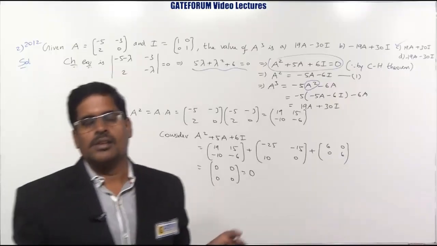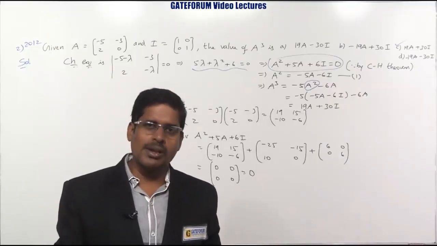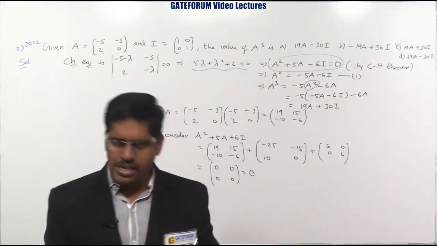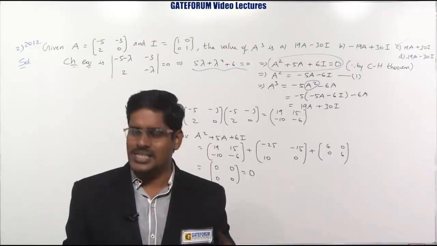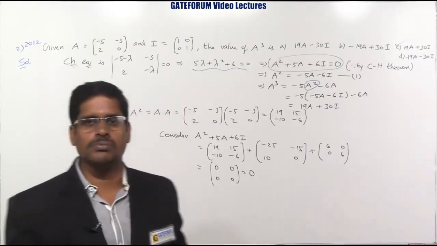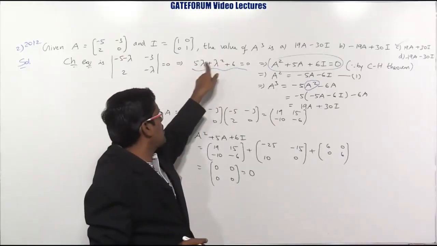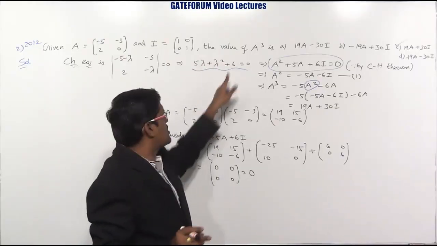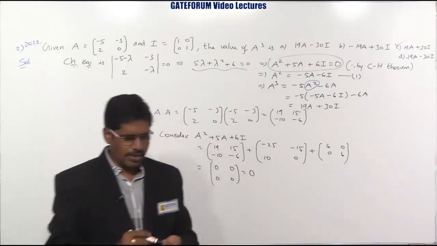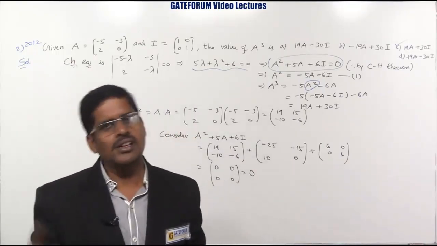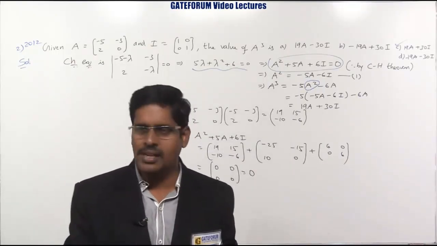That means, in the characteristic equation, if you put lambda equal to the given matrix A, definitely the left hand side value, A square plus 3A, whatever it may be, becomes 0. Okay, this is your characteristic equation. Substitute lambda: that is A square plus 5A plus 6I. Simplify. Definitely you will get 0. When an x value satisfies an equation, that x is called a root of the equation, right? Similarly here also.